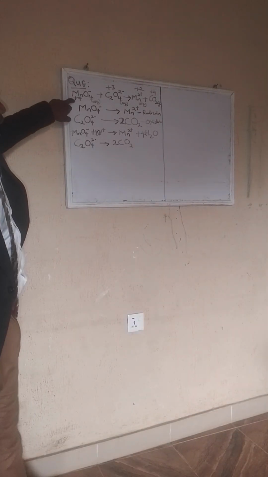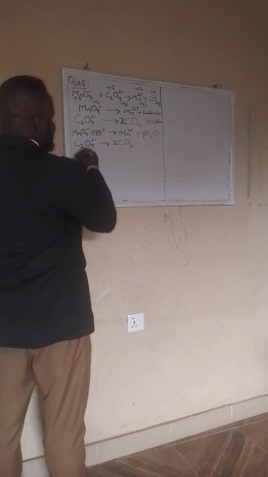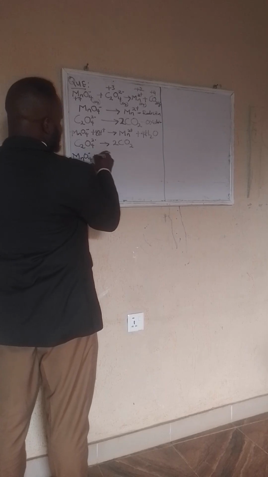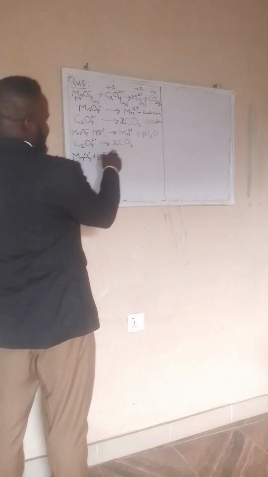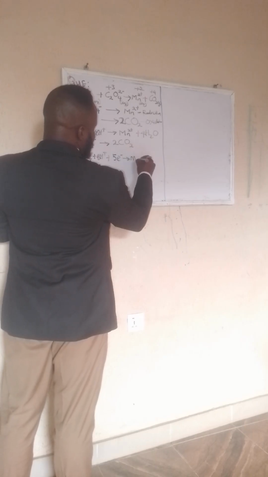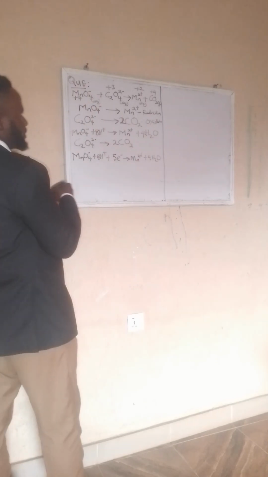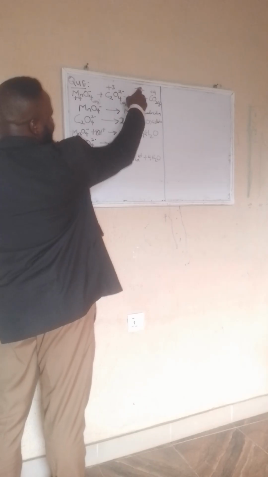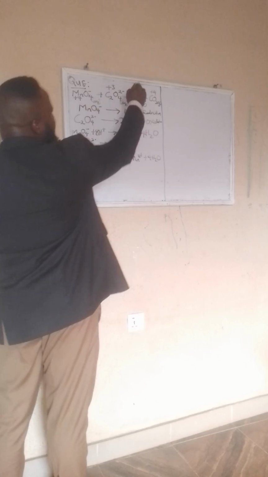Manganese was +7 here, and in transition, the oxidation number changes to +2. That means it has gained 5 electrons for that to happen. Because reduction is a process where electrons are being gained. So MnO4 minus plus 8H plus plus 5 electrons gives Mn2 plus plus 4H2O. Again, 5 electrons came about because the oxidation state changes from +7 to +2.